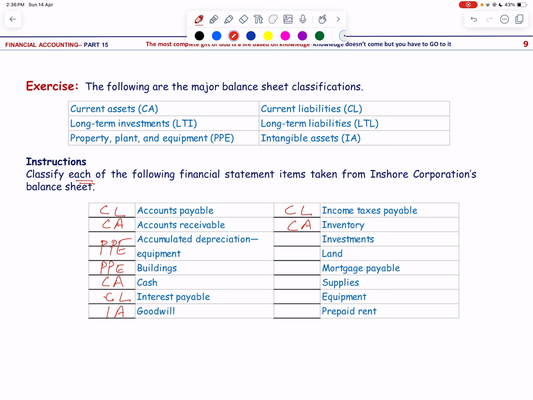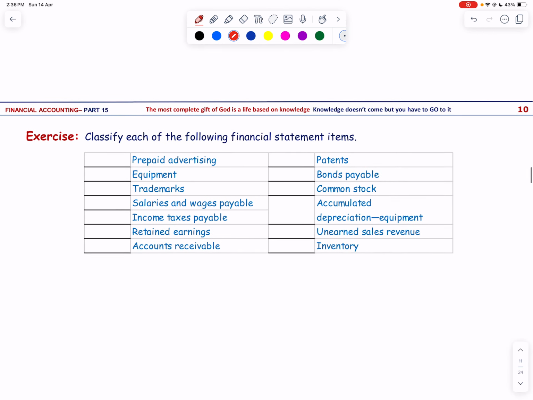it depends upon whether generally it is going to be a long-term investment. Then we have land, that is property, plant and equipment. Mortgage payable is a long-term liability. Supplies is a current asset. Equipment is property, plant and equipment. And prepaid rent is a current asset. Okay. Let us move on to the next exercise.